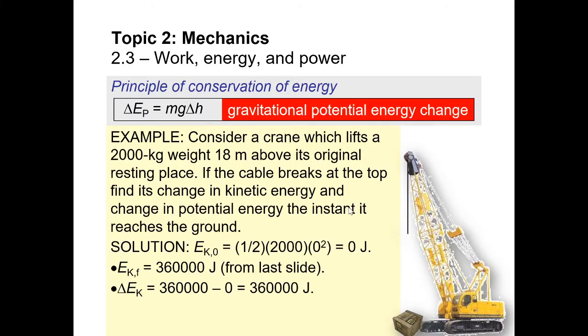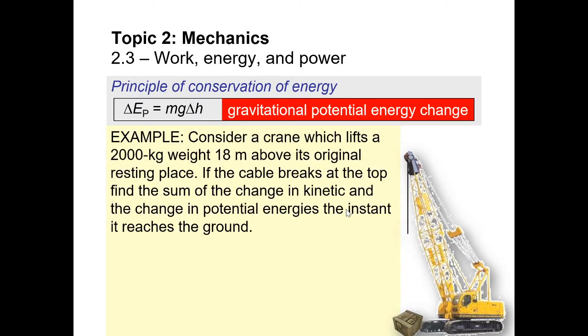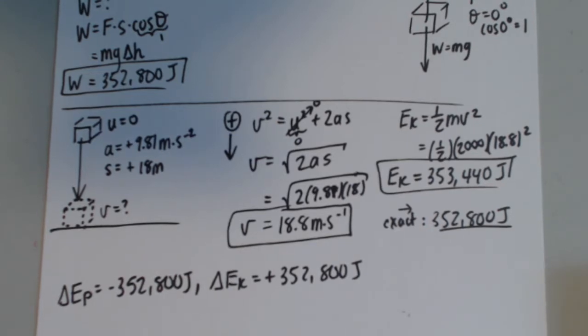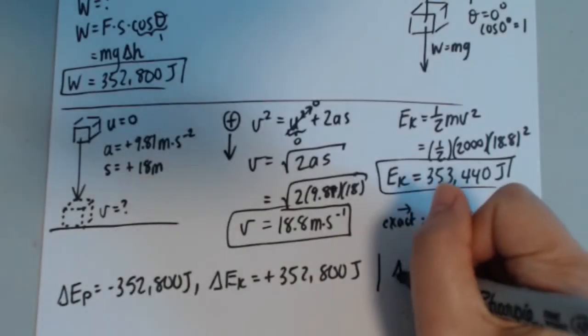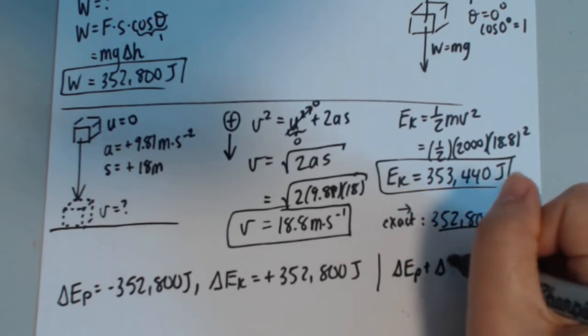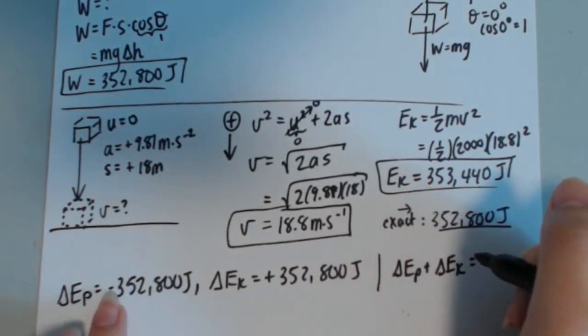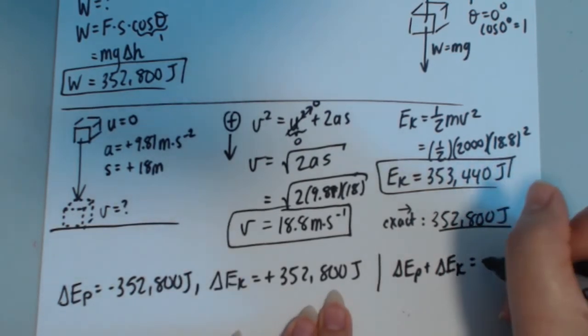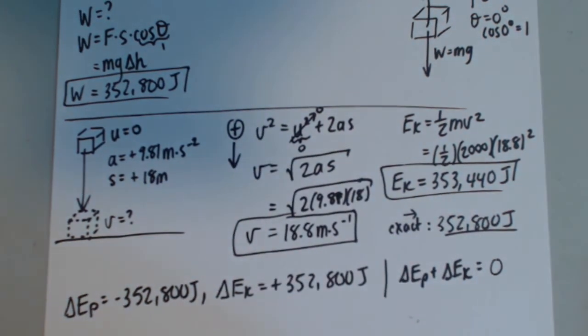Okay, back to the question. If the cable breaks at the top, find the sum of the change in kinetic and the change in potential energies the instant it reaches the ground. Well, we just looked at what is the change in those energies. So let's add them together. If you do delta EP plus delta EK at the same point, so minus 352,800 plus 352,800, we're going to have 0. So the difference in one plus the difference in the other should always be 0. That's important.